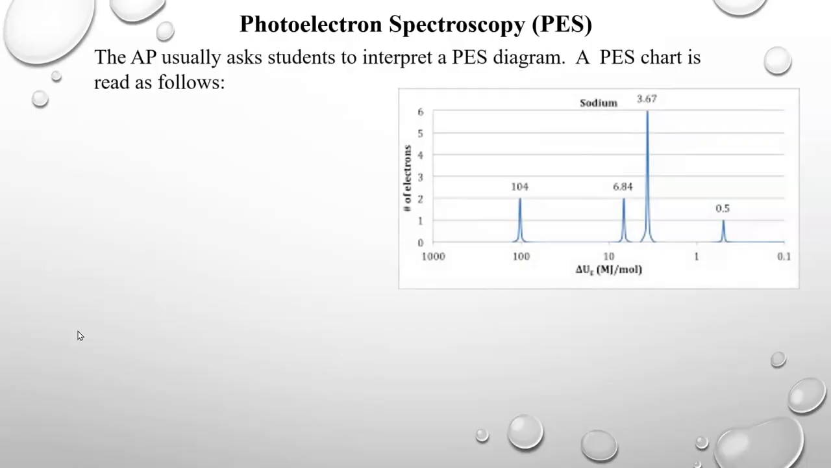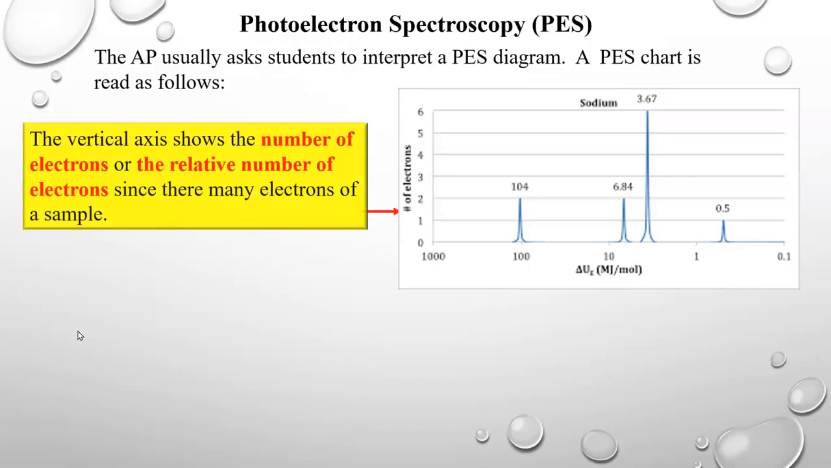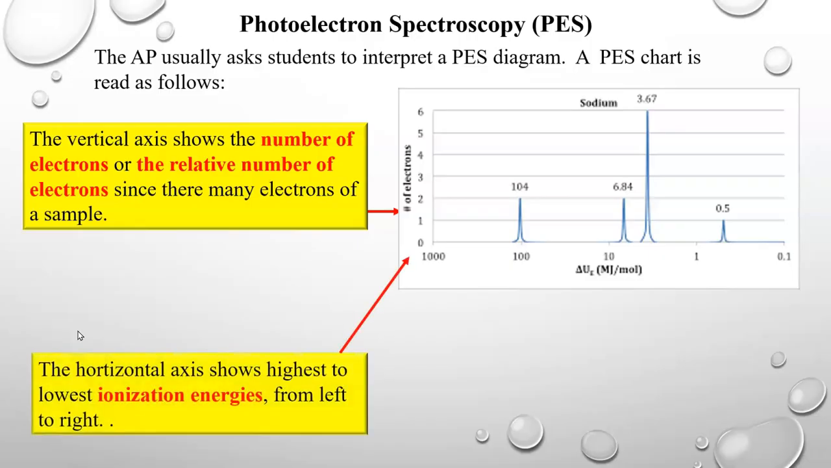AP usually asks students to interpret a PES diagram. A PES chart or diagram is read as follows. The vertical axis shows the number of electrons, or relative number of electrons, since there are many, many electrons. The horizontal axis, the one that goes side to side, shows the highest to lowest ionization energies from left to right. So you can see the highest, 1000, is on the left and the lowest, 0.1, is on the right.